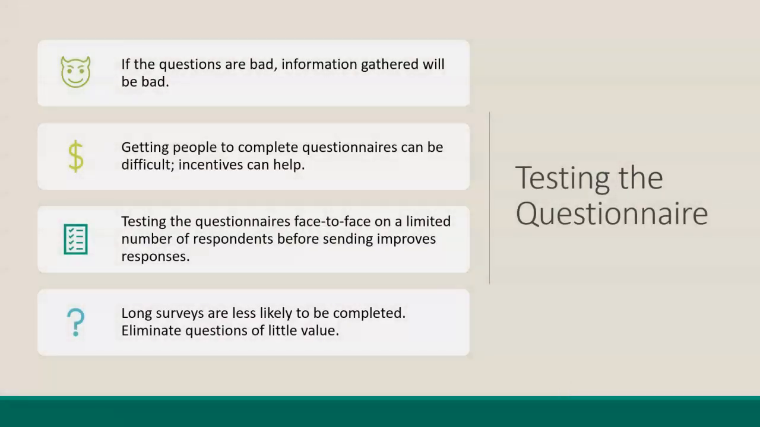Testing the questionnaire. If the questions are bad, information gathered will be bad. That's common sense. Getting people to complete questionnaires can be difficult. Incentives can help. So if you have like a $5 gift card to Starbucks, that can't even buy a drink, but just maybe a grande or a tall. Testing the questionnaires face to face on a limited number of respondents before sending improved responses. Long surveys are less likely to be completed, so eliminate questions of little value.